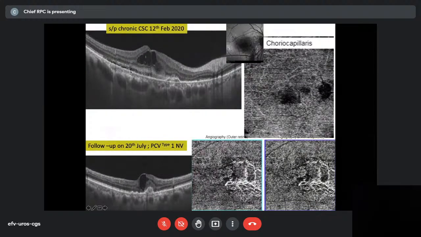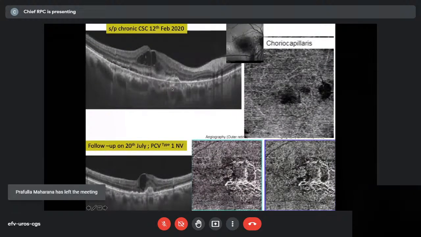Though in CSC you basically get subretinal fluid. And there's a little bit of thickening of the choroid. The Haller's layer is getting dilated. The Haller's layer. So this fluid tracks everything.